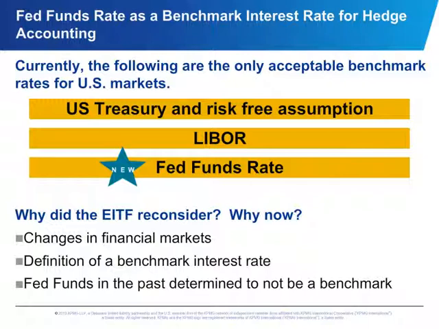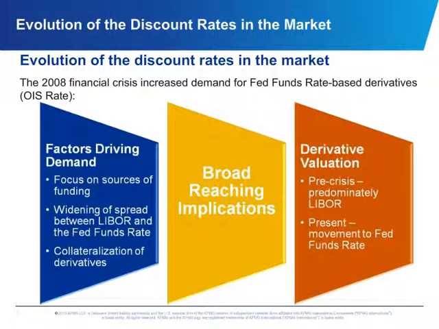For example, under previous rules, if you were hedging interest rates, hedge accounting was only allowed if you're hedging a so-called benchmark interest rate. So what is a benchmark interest rate? Well, it's a rate that is, in theory, free of credit risk. Now just a little bit more background. If you think back to before the financial crisis of 2008, just about everybody used LIBOR to value their derivatives, and the crisis changed that.